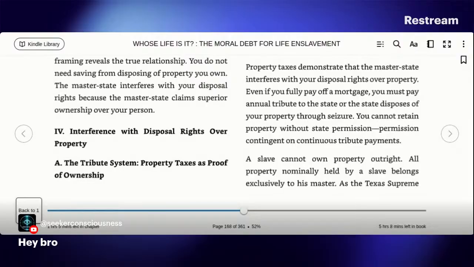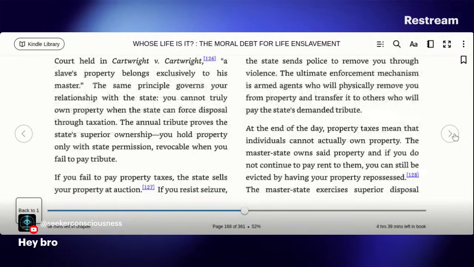A slave cannot own property outright. All property nominally held by a slave belongs exclusively to his master. As the Texas Supreme Court held in Cartwright versus Cartwright, a slave's property belongs exclusively to his master. The same principle governs your relationship with the state. You cannot truly own property when the state can force disposal through taxation. The annual tribute proves the state's superior ownership. You hold property only with state permission, revocable when you fail to pay tribute.